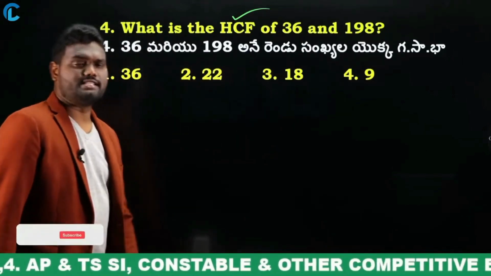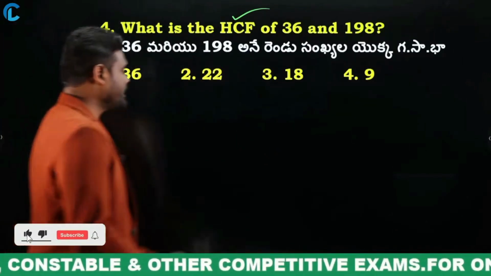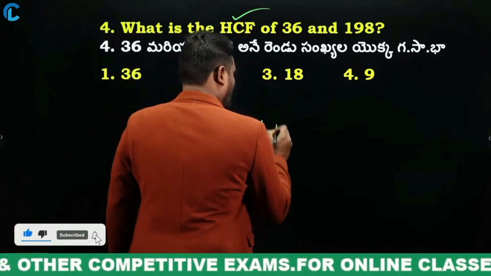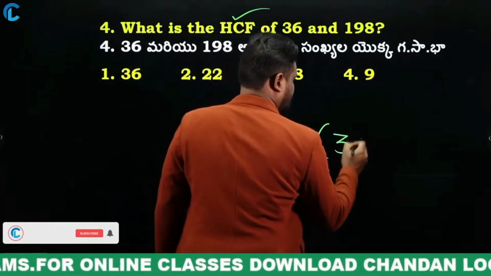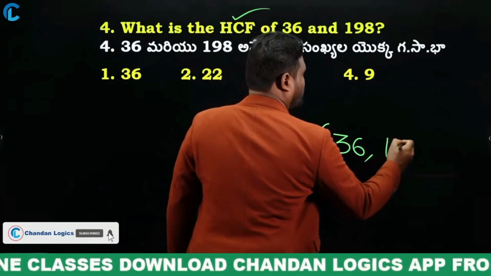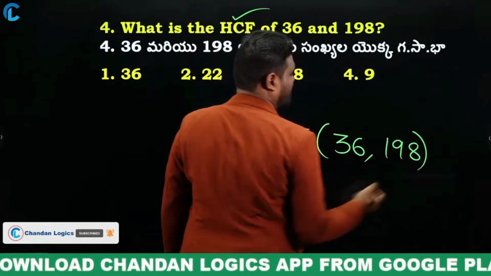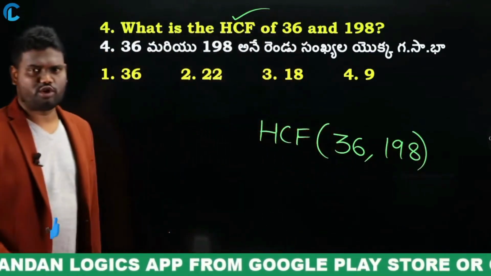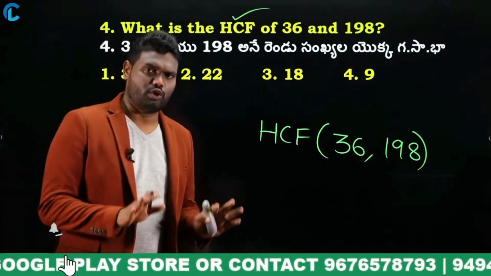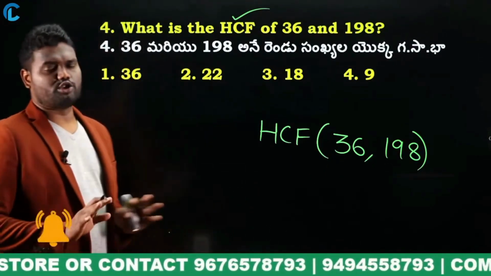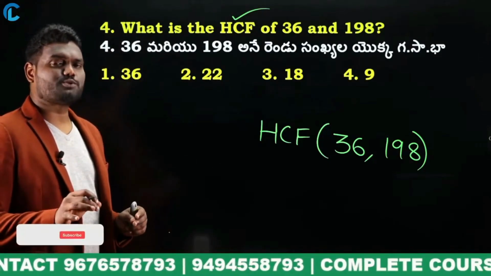36, 198. We need to know the HCF for this. Now observe carefully. When you are calculating HCF, you already know how to calculate HCF in a normal traditional way. You already know that. Yes or no? But now I am not going to solve it the normal traditional way, as I have already told you. I am going to show you the smart approach.